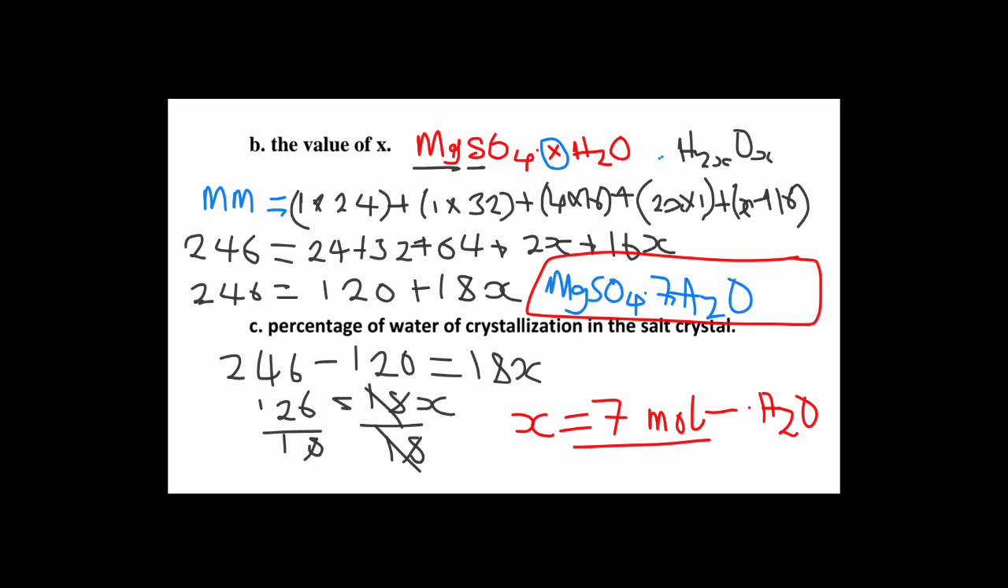At this point now, we can even name the compound because we know the value of x. And the name of this compound is magnesium heptahydrate. Where is that hepta coming from? It is coming from the value 7. Hepta means 7. And hydrate is coming from water. When I say your body is hydrated, it means you are having a lot of water in your body. So that is the chemical language, guys.